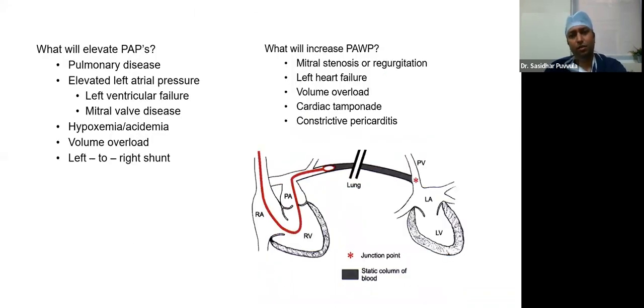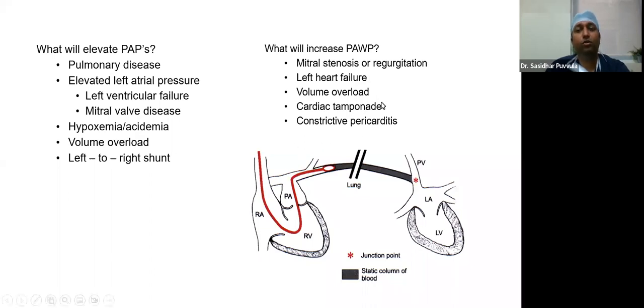So how do you read pulmonary artery wedge pressure? When will it increase? The normal value is around 12 to 16 millimeters of mercury, and an increase in pulmonary artery wedge pressure occurs when there's left heart failure or left ventricular failure, in other words, heart failure.